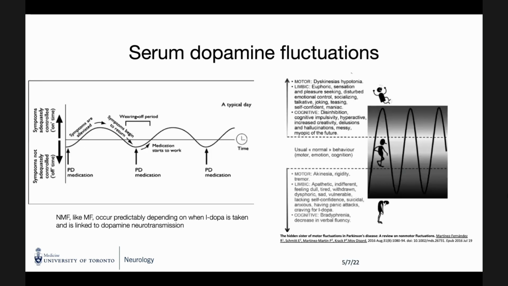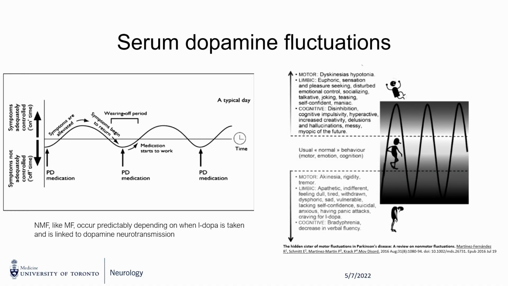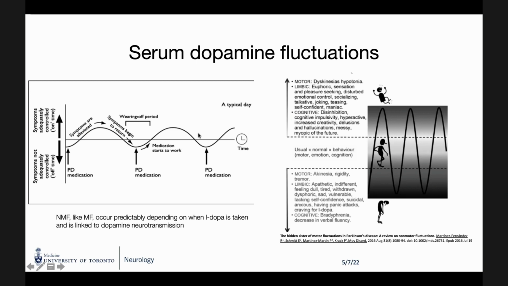So this schematic, I don't know if this is used commonly in talks, so you may have seen this before. It serves to illustrate the concept of fluctuations in response to administration of levodopa. So you can see here that levodopa is taken at a certain time point, and then after 20 to 30 minutes, its effect kicks in and symptoms of Parkinson's may be alleviated, which may last for a period of time, and then wear off prior to the next dose. And you can see this kind of happens through the day in a fairly predictable fashion.